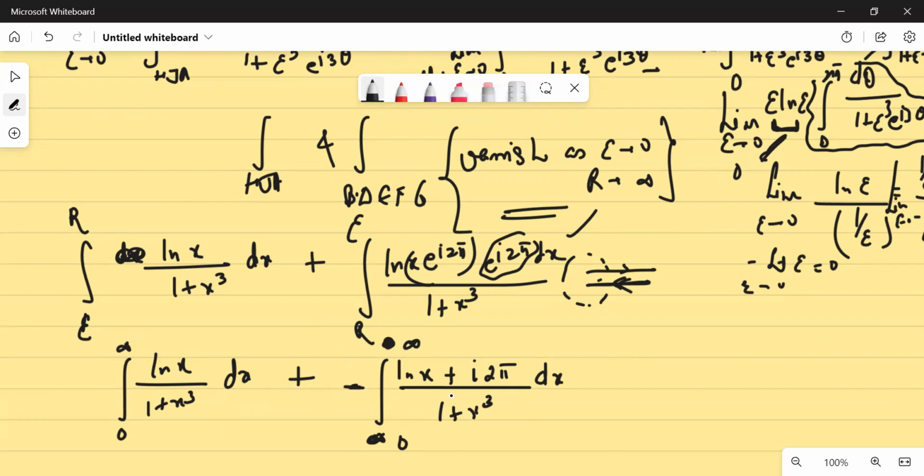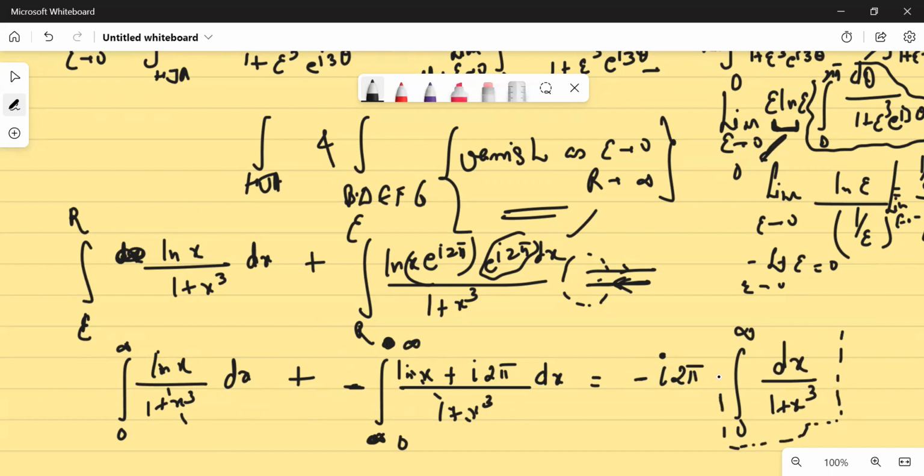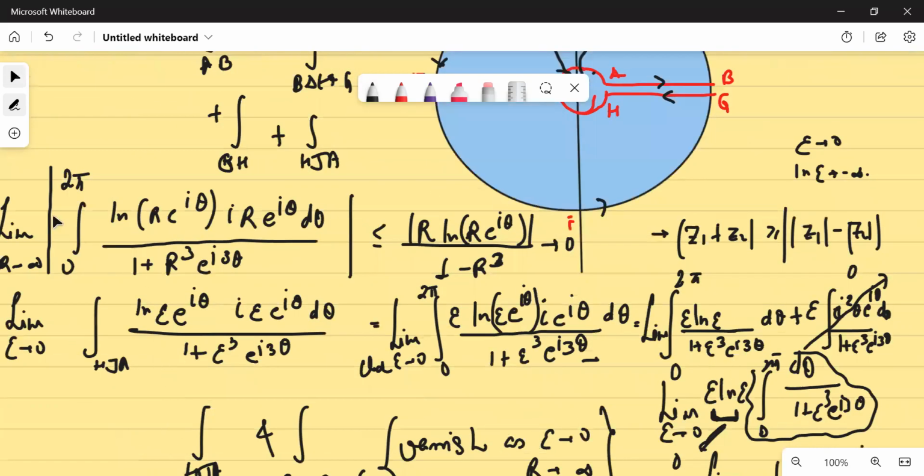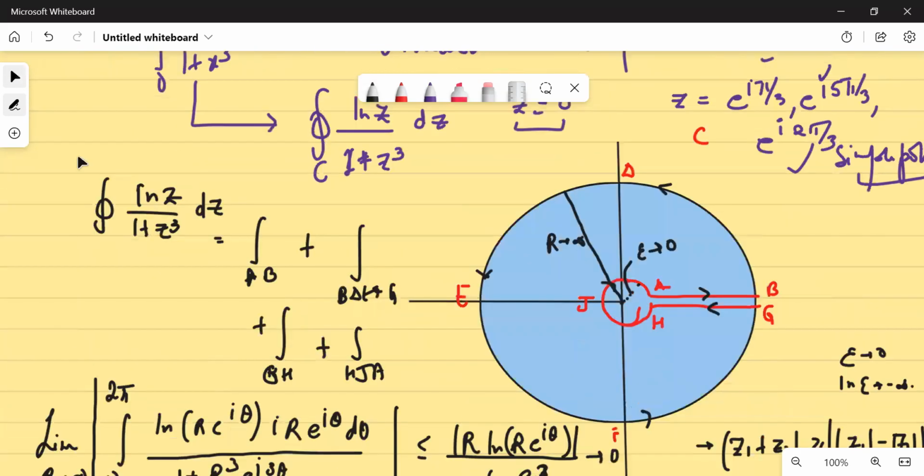What it will give you, while you are doing this, ln x upon 1 plus x cube and ln x upon 1 plus x cube gets cancelled, and the remaining term that you can see is minus i 2 pi integration from 0 to infinity dx upon 1 plus x cube. And remember, this is an integral in which we are interested. So this is C. This is what we were interested in.